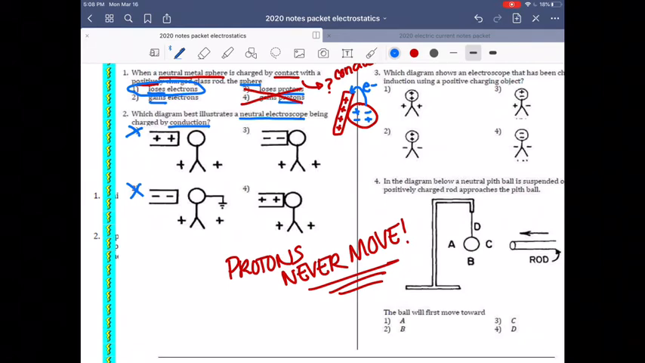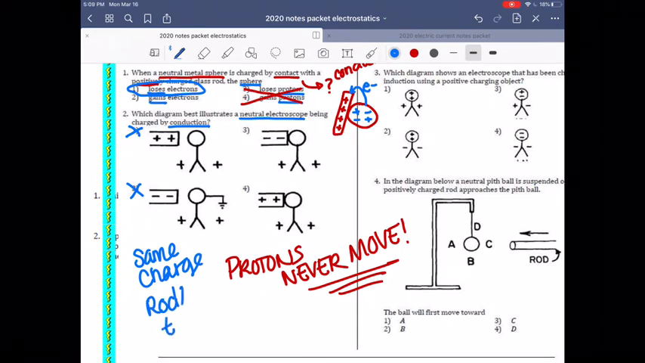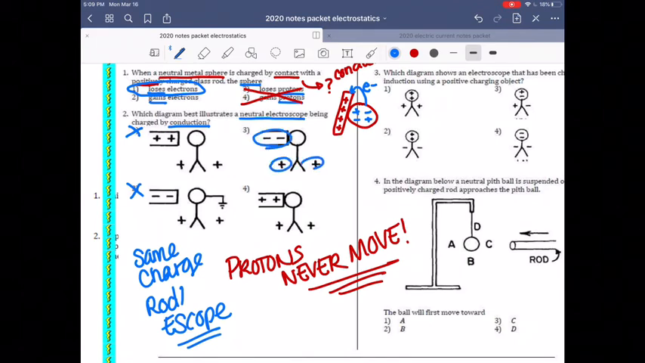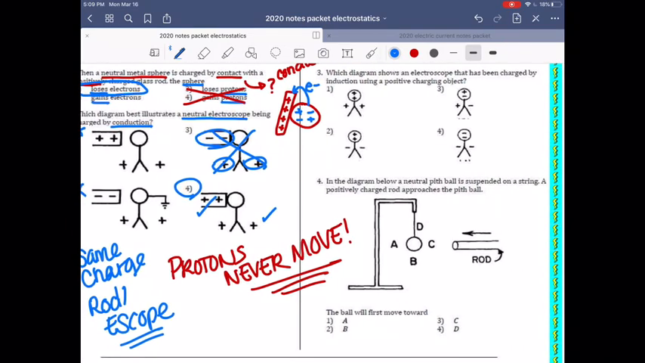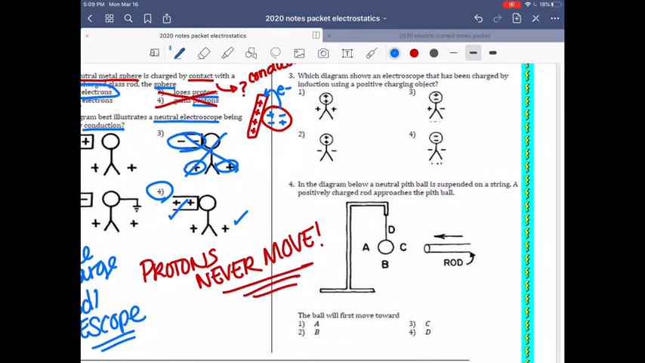All right, and remember the rule about conduction. Conduction, you have to have the same charge on the rod and the electroscope. All right, so looking at number 3, we have a negative rod, positive leaves. That's not the same charge, so we got to get rid of that. Number 4, we have this rod is positive, the leaves are positive, so that has to be conduction. All right, so try number 3, and pause the video if you have to.